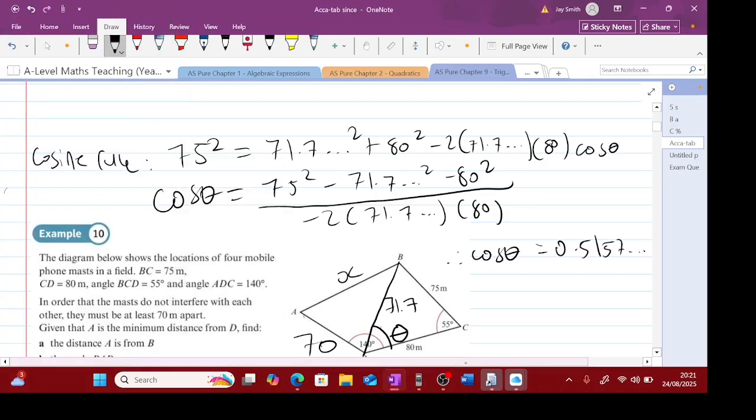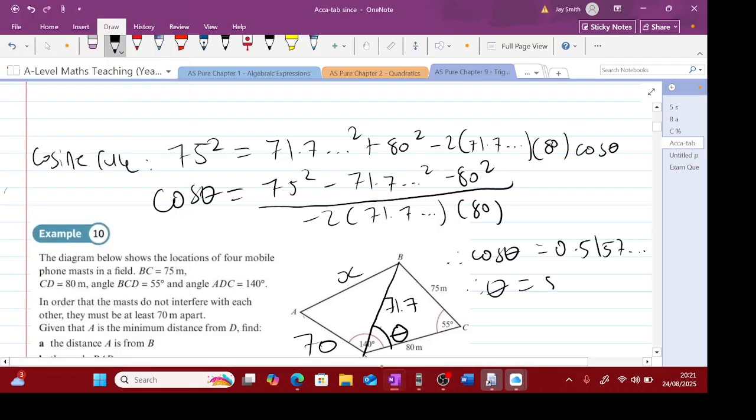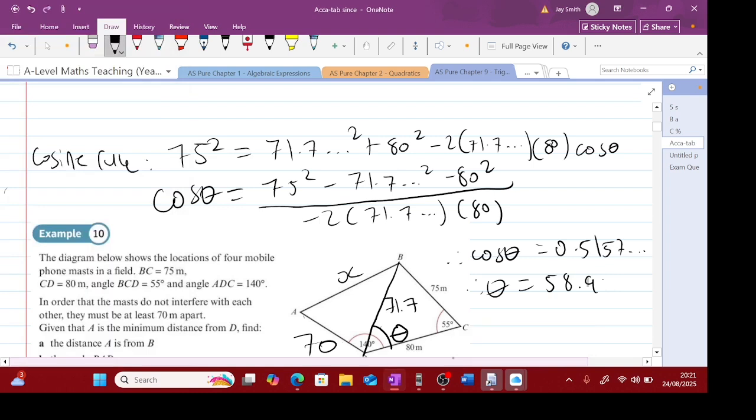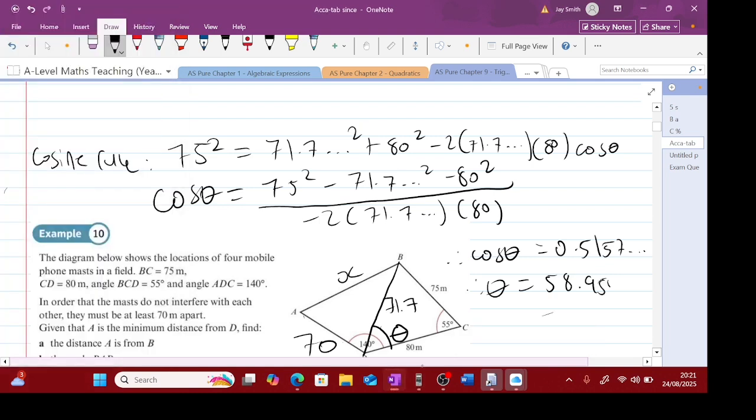0.5157... Right? So then if I do inverse cos, theta is... remember, inverse cos is in yellow mode, or shift mode, and then that's my previous answer. And so then it's 58.95..., 954. Okay, degrees.